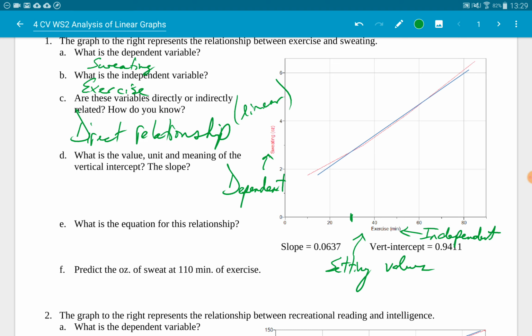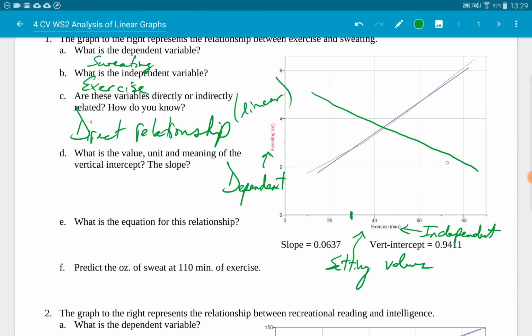So you can actually have exercise go up and sweating go down, and it still be a direct relationship if it looked something like this. If that's a straight line, it was supposed to be a straight line, there's a little bit of curves in my handwriting there, but if that's a straight line, a linear relationship, this is still a direct relationship. As I directly, let's say, double the amount of exercise, 20 to 40 minutes, my sweat might go down by half, or it might go down by a quarter. It doesn't have to be a one-to-one relationship there.